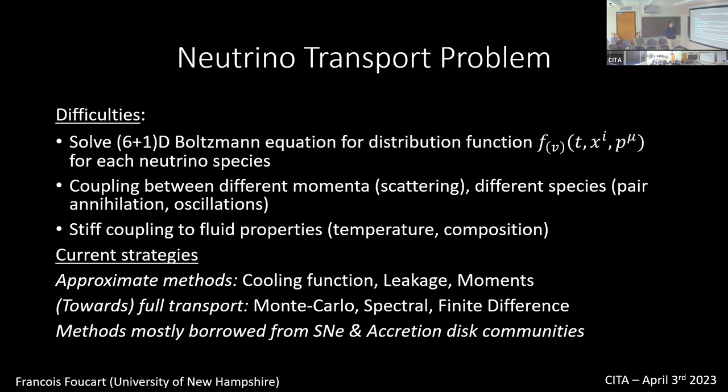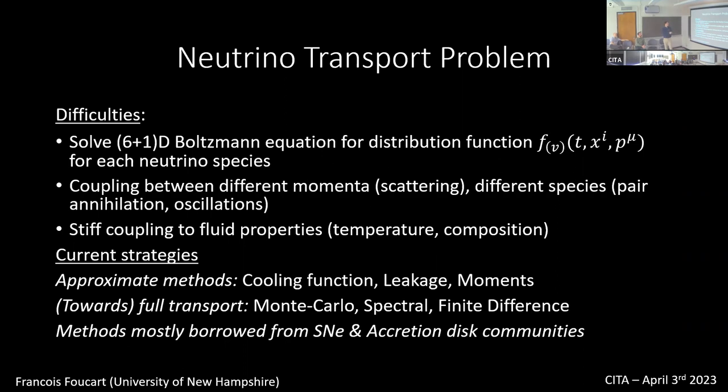So what is the problem in properly including neutrinos in simulations? Well, we want to solve Boltzmann's equation for the distribution function of neutrinos, because neutrinos are not in equilibrium with the fluid. So we actually have to evolve the distribution function as a function of position, but also momentum of the neutrinos. So that is a 6+1 dimensional problem, evolution of a 6-dimensional function in time.